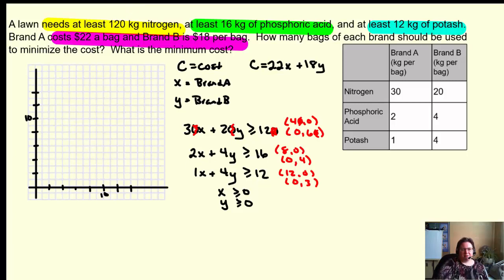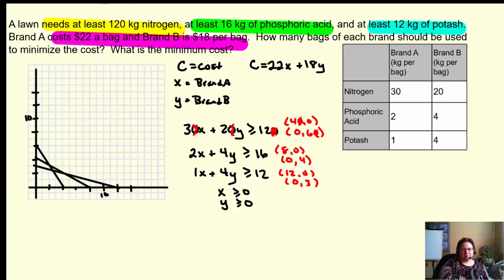So if I grab my ruler, I'm going in the first one from 4 to 6, 4 in the x direction to 6 in the y direction. There it is. And my next one, I'm going from 8 in the x direction to 4. There it is, and you can see where they're crossing. And then I need from 12 in the x direction to 3. Okay, so we've got an interesting sections going on here.